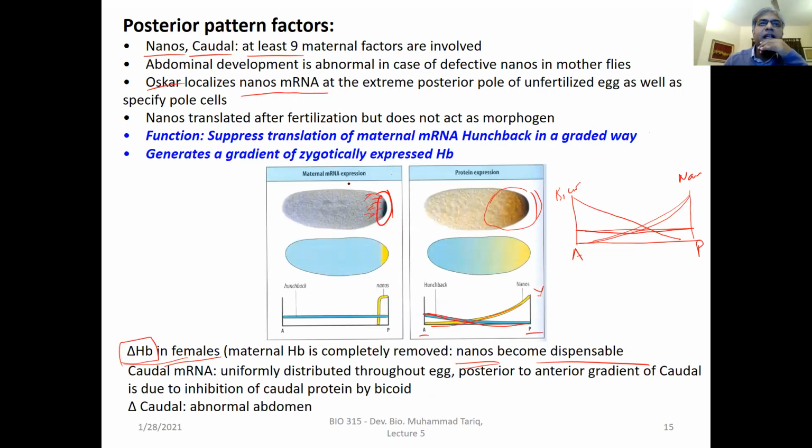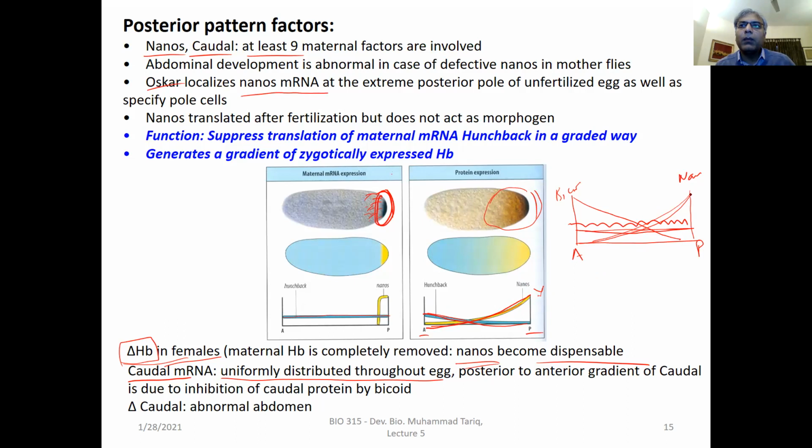In addition to nanos, caudal was another posterior effect. Similar to nanos, it is present on the posterior, but caudal messenger RNA, it's just like hunchback, it's uniformly distributed throughout the egg. However, just like hunchback, it is restricted by nanos. If I draw caudal here, caudal is also messenger RNAs like this.